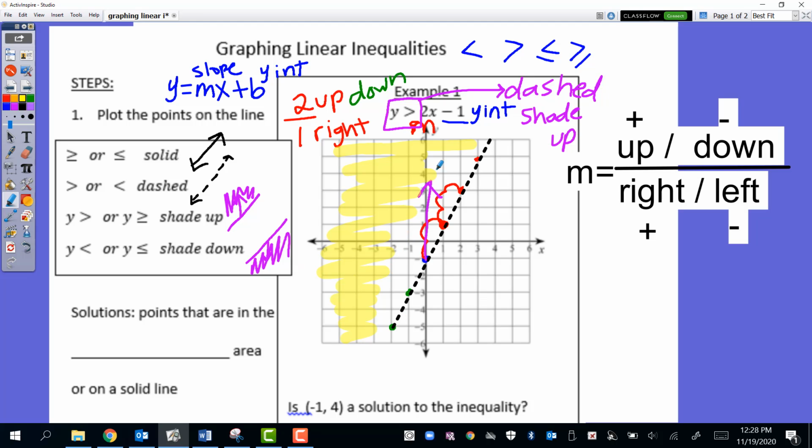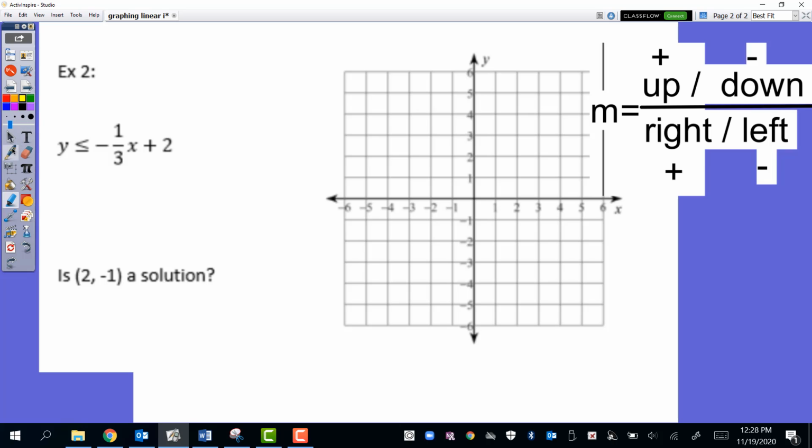So this is what a complete graph looks like. I have the correct kind of line. Should it be solid or dashed? And I have shaded either up or down based on which way the little mouth is opening. Okay, we're going to do one more example together. So here we go. The next one, here's my equation over here.